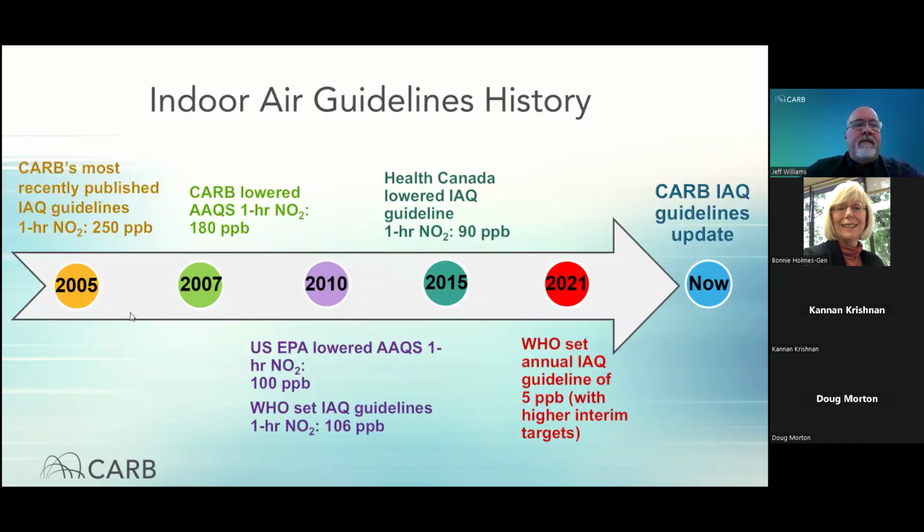All right, so I'm just going to give you a little bit of history of the indoor air guidelines. CARB's most recent published indoor air quality guidelines were part of its 2005 legislative report on indoor air quality, and the 1 hour NO2 guideline was set at 250 ppb. Since then, CARB and US EPA lowered their ambient air quality standards in 2007 and 2010, respectively. Afterwards, WHO and Health Canada updated their IAQ guidelines, with the major updates in 2015 for Health Canada and WHO just a couple of years ago.